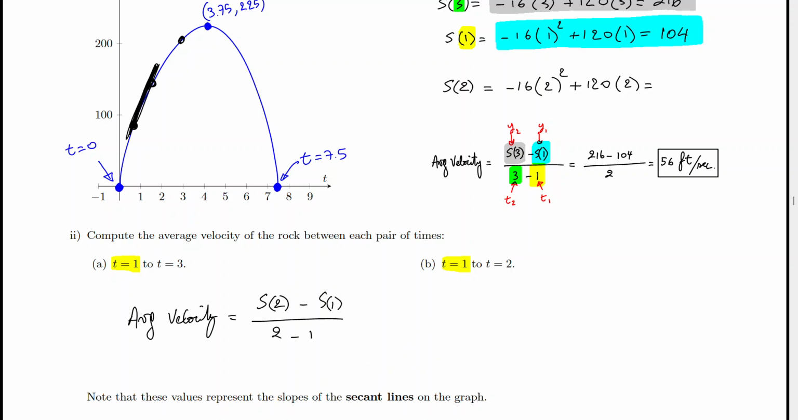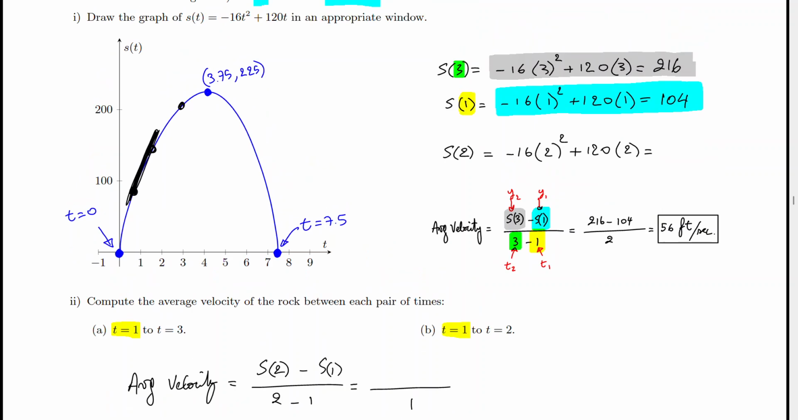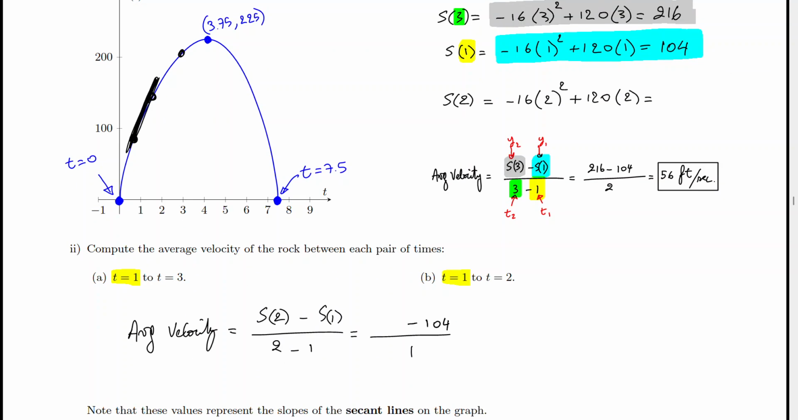So this is just the rise over the run. And so I need to know what S2 is and what S1 is. I already know the denominator is going to be 1 because 2 minus 1 is 1. When I plugged in 1 into the S earlier, we got 104 for the value. So we know it's going to be 104. All we're missing is S2.